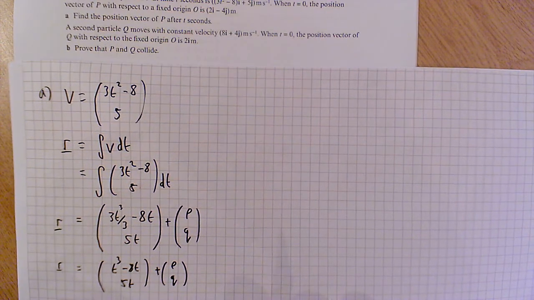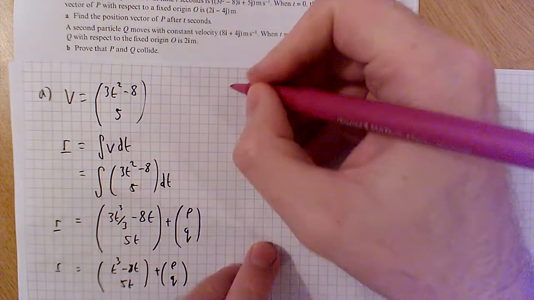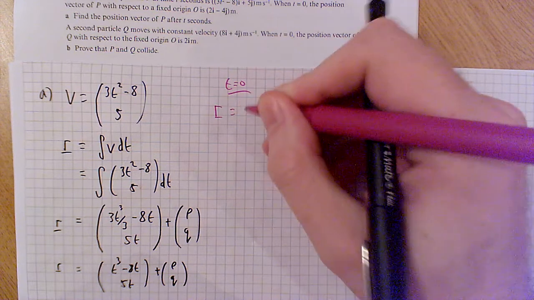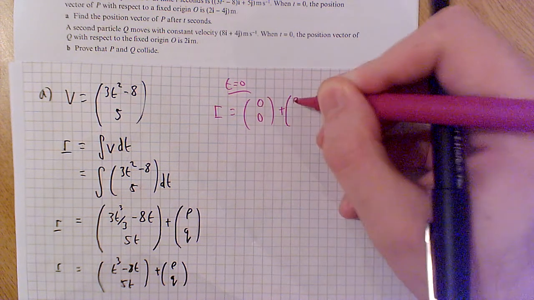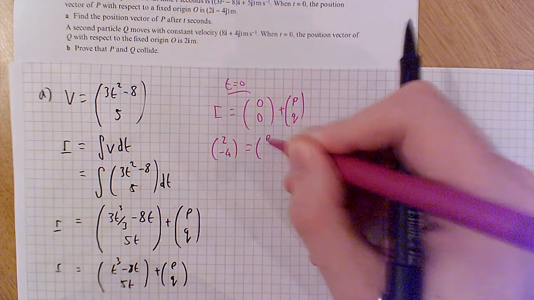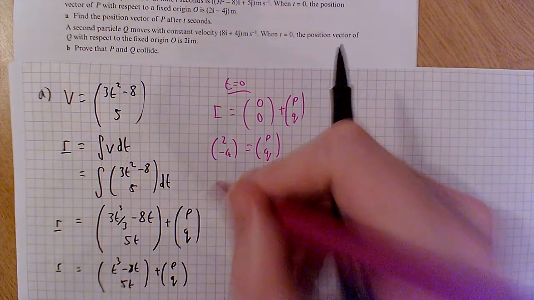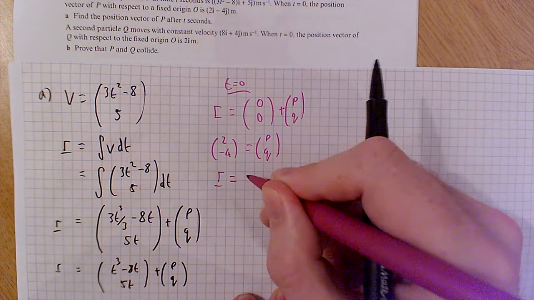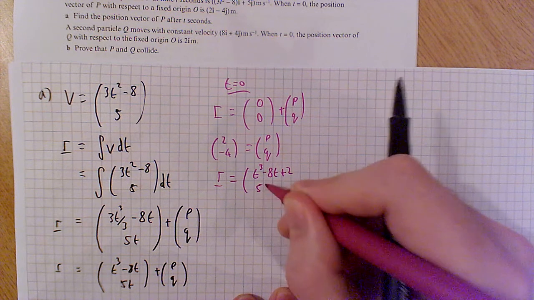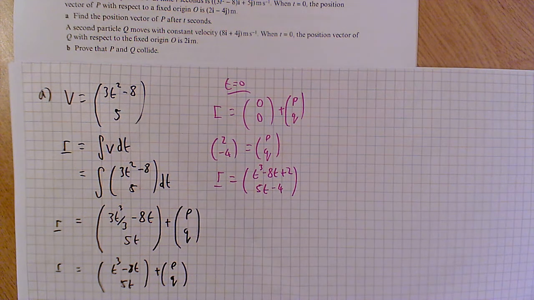To get p and q, all we have to do is look in the question for more information. So it tells us that when t is 0, the position relative to the fixed origin will be 2i minus 4j. So I can substitute that in. I can say, well, let's see what happens when t is 0. We have that r equals, well, that's 0, 0 plus p, q. And it tells me that that is equal to 2, minus 4. This is 2, minus 4, must be p, q, right? Because the 0, 0 dies. So it gives me a final equation for position vector r to be t cubed minus 8t plus 2 and 5t minus 4. Okay, that's the position vector of p after t seconds.